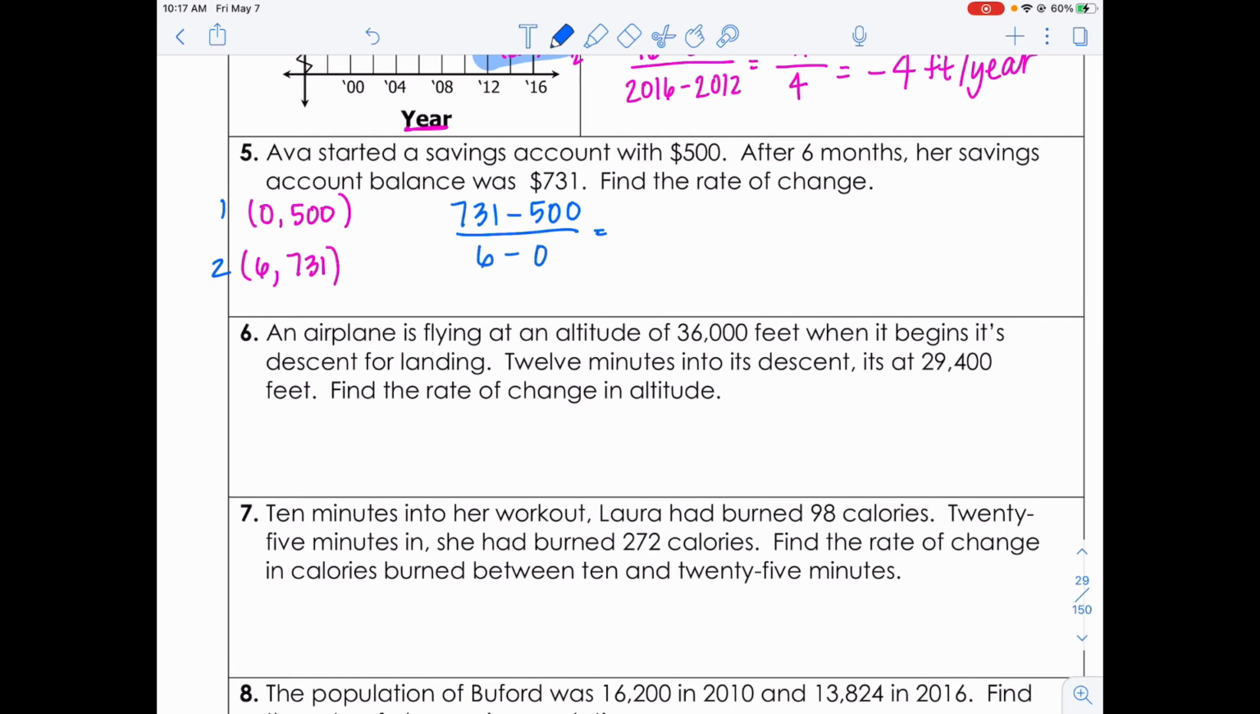731 minus 500 is 231. 6 minus 0 is 6. Remember, these are word problems, so we'd like them to be a unit rate. So I'm going to do 231 divided by 6, and I get that the rate of change is $38.50. And it obviously needs labels, so the $38.50 per, and then because we are going by months, this is per month.